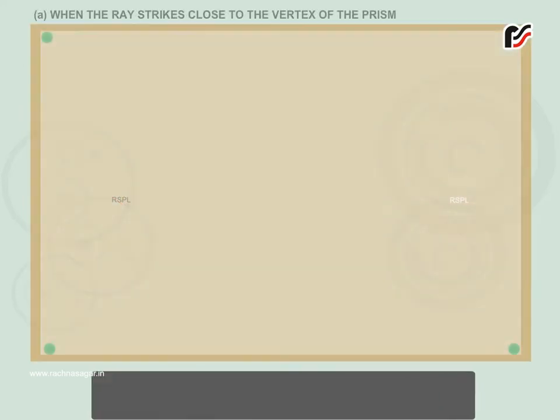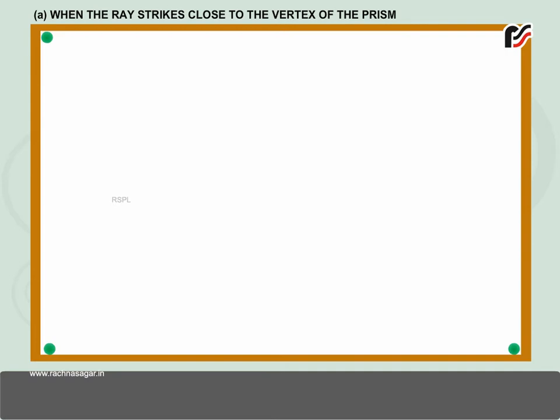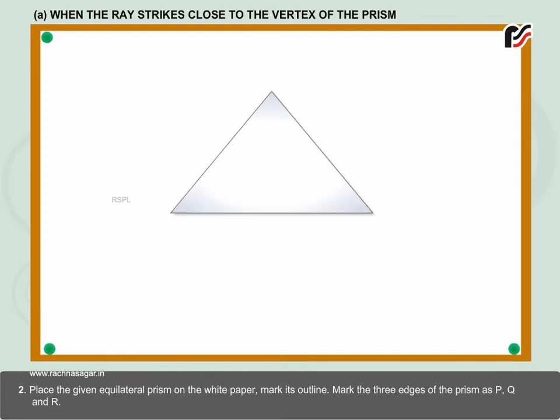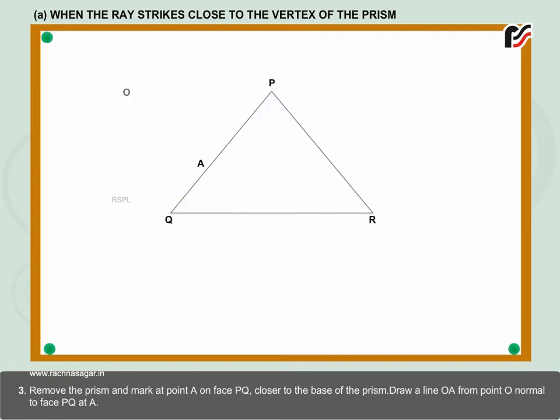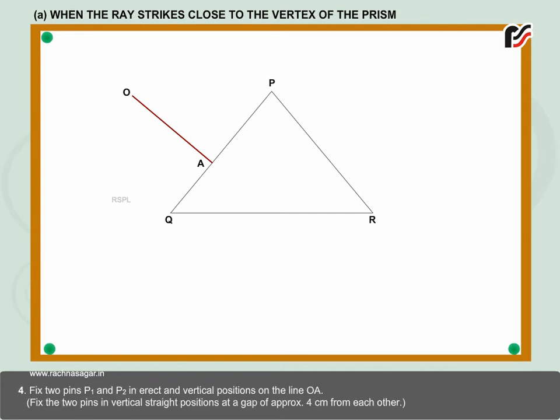Procedure. When the rays strike close to the base of the prism, fix the given white paper sheet on the soft board using thumb pins. Place the given equilateral prism on the white paper, mark its outline. Mark the three edges of the prism as P, Q and R. Remove the prism and mark a point A on face PQ, closer to the base of the prism. Draw a line OA from point O, normal to face PQ at A.